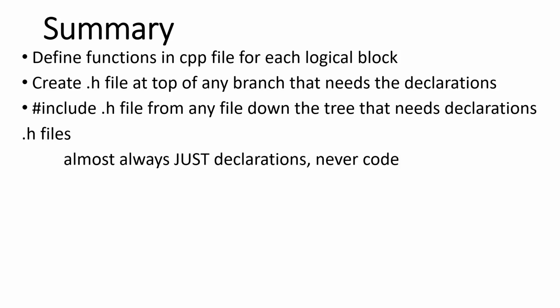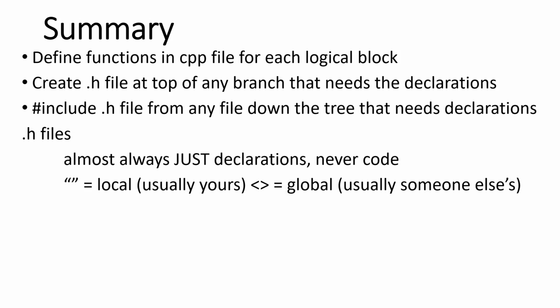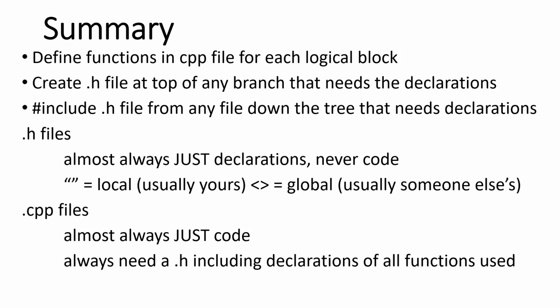H files then almost always are just declarations, never code. Asterisk, it's not true, we'll tell you another time. Quotes are for locals, angle brackets for globals. CPP files almost always are just code, and always, asterisk, etc., need an H file including the declarations of any and all functions that they use. And I'm pretty sure that that wraps it up.